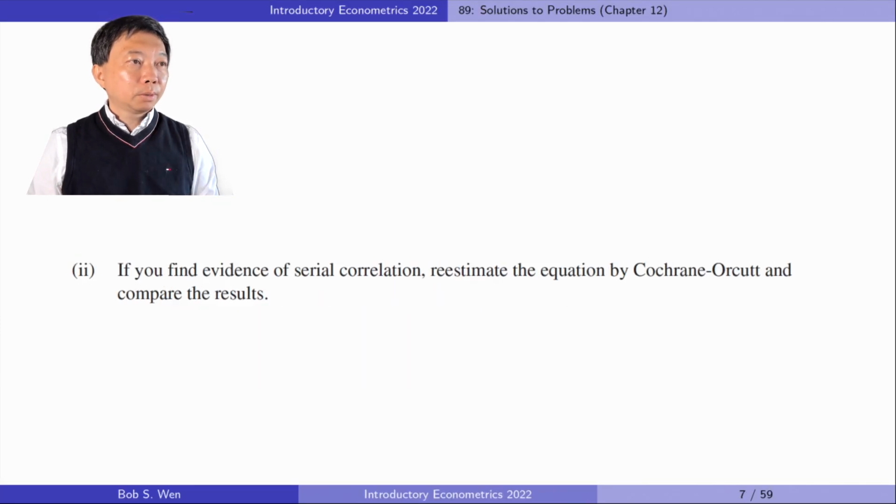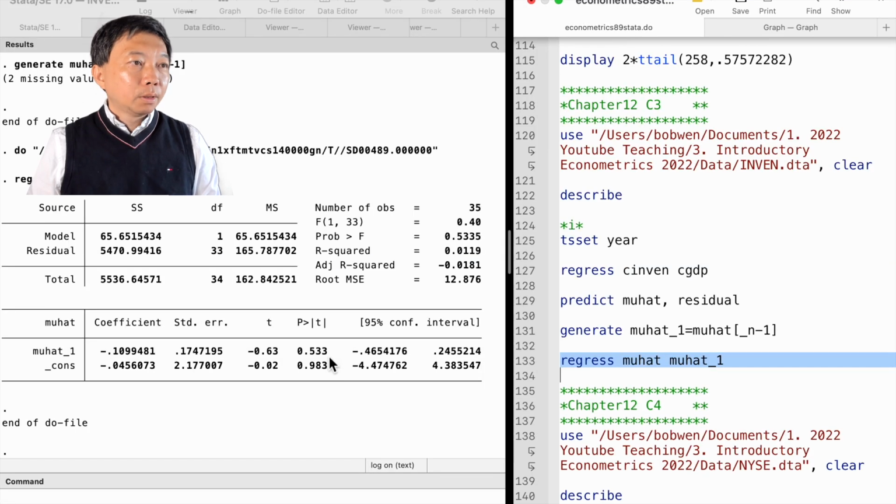In Part 2, if you find evidence of serial correlation, we'll estimate the equation by Cochrane-Orcutt and compare the results. Since we find no evidence of serial correlation, there's no need to use feasible GLS methods, such as Cochrane-Orcutt or Prais-Winsten estimation.